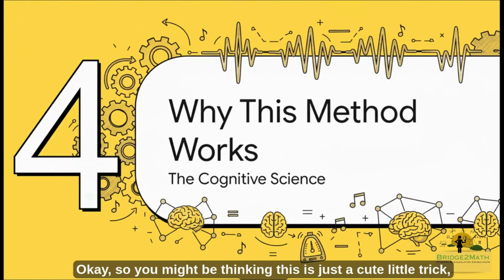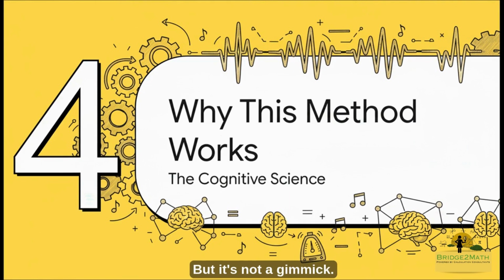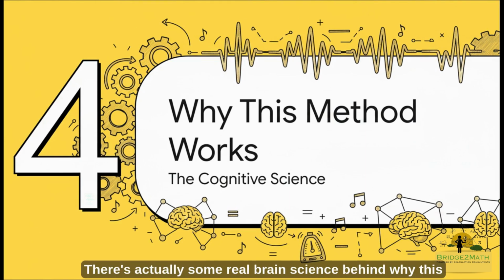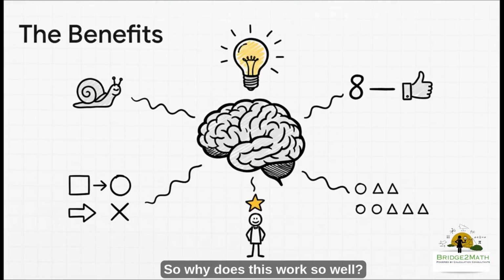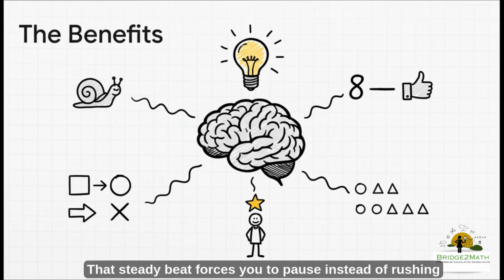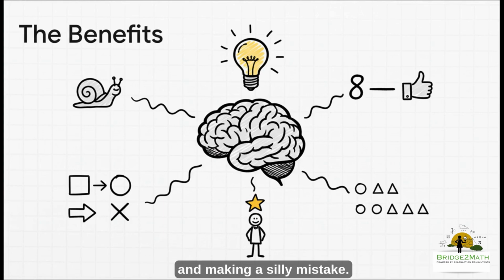Okay, so you might be thinking this is just a cute little trick, right? But it's not a gimmick. There's actually some real brain science behind why this simple beat method is so darn effective at stopping us from making those common mistakes. So why does this work so well? First off, it slows you down. That steady beat forces you to pause instead of rushing and making a silly mistake.